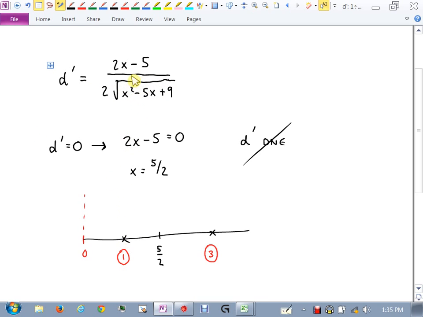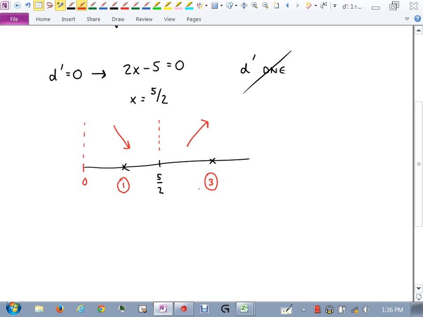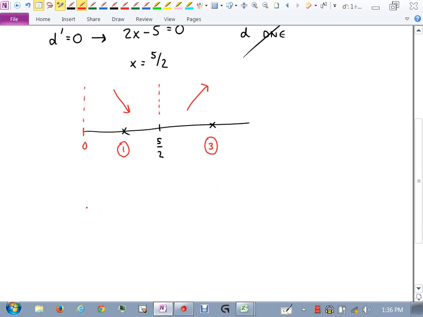So 1 goes up here. What happens when I plug in 1? I get a negative, so that tells me my function is decreasing here. I plug in 3 up here. 6 minus 5 is positive, right? My function is increasing here. Therefore, I have a local minimum, and that's the only minimum I have, so it's got to be the minimum. It's going to happen at x equal to 5 halves. So I have a minimum at x equals 5 halves, which of course is 2.5.